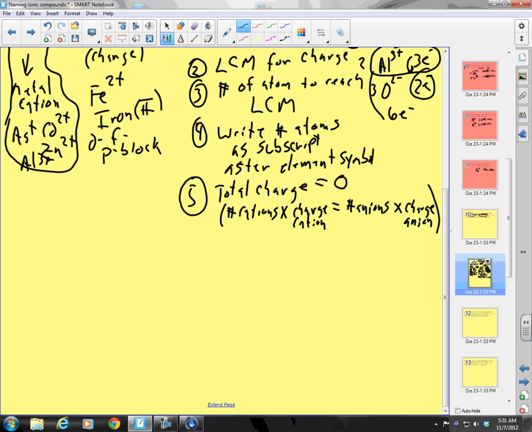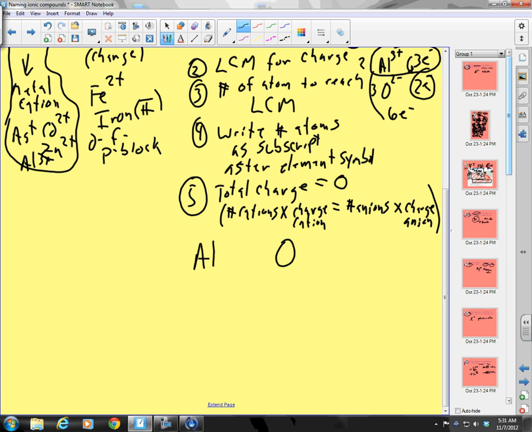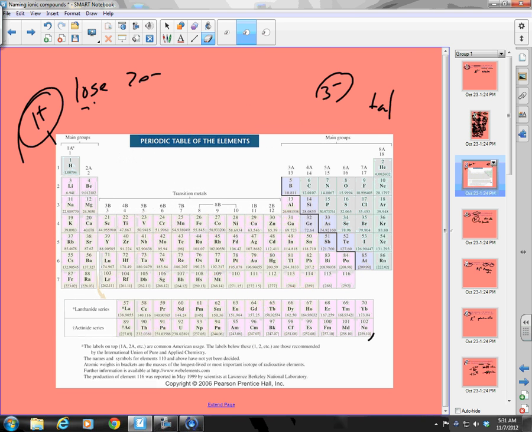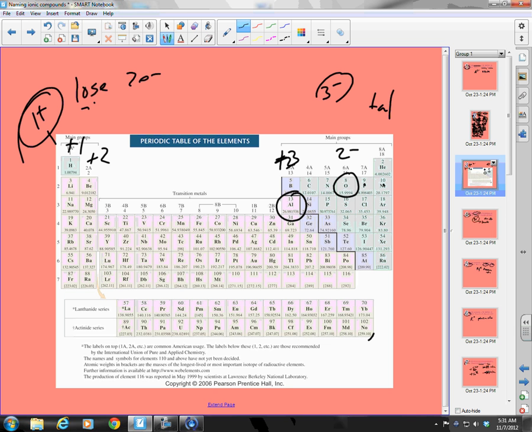Good, so let's take our aluminum and our oxygen like I had up here. When I look at my periodic table, aluminum is going to form, what a mess. Aluminum is going to form what? It's right here. This is +1, +2. Aluminum is +3, or 3 plus. Oxygen needs to pick up 2, so 2 minus. So we have a 3 plus and a 2 minus.